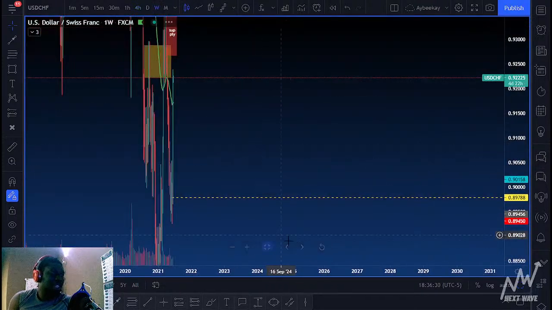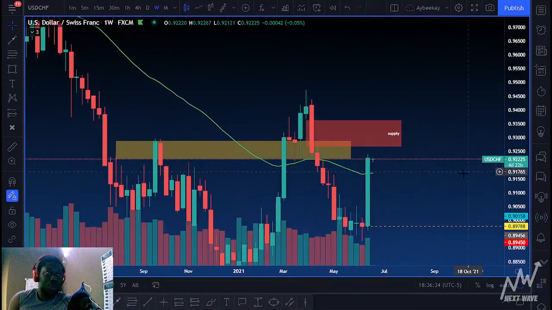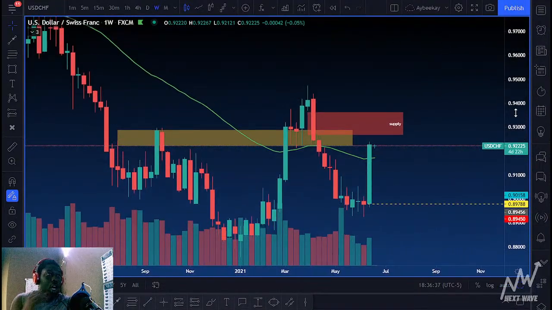Let me go into the weekly time frame, because I didn't even look at the weekly candle. I like how the weekly closed over the 50 EMA. So I'm a big fan of just holding this trade. UChef looks better to me than it does on EUR/USD.